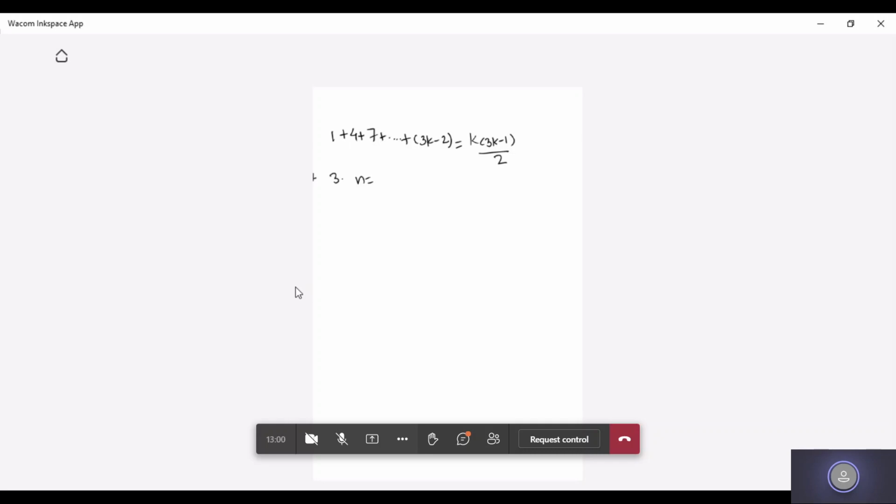The third step is n is equal to k plus 1. We need to prove it. Just put n is equal to k plus 1. What would it be? 1 plus 4 plus 7, right? Plus ... plus 3k minus 2, right? Plus now, this is n, so we have to put n is equal to k plus 1. So 3(k plus 1) minus 2.